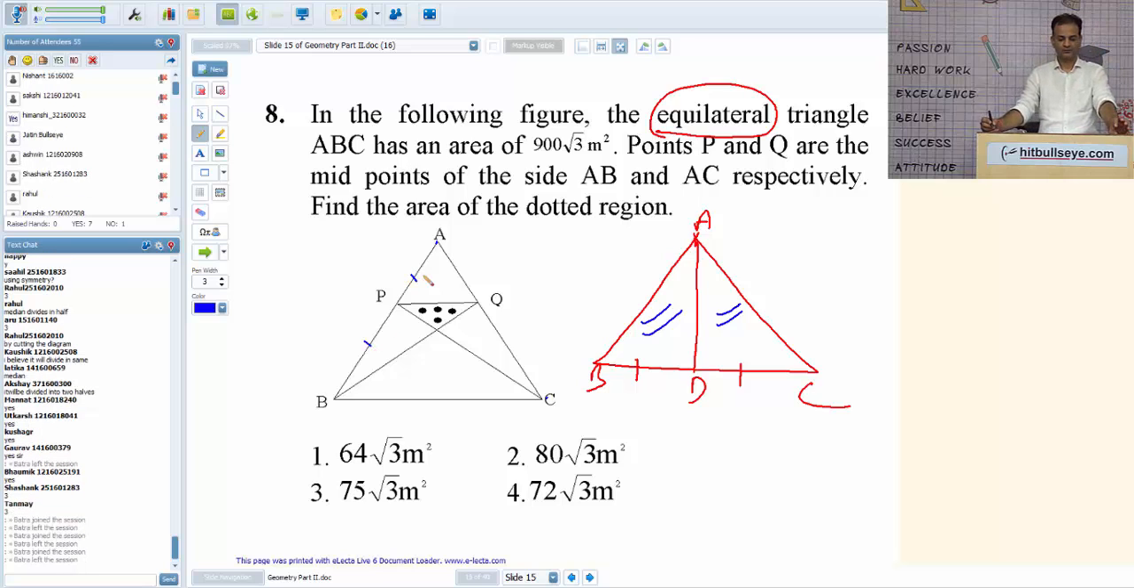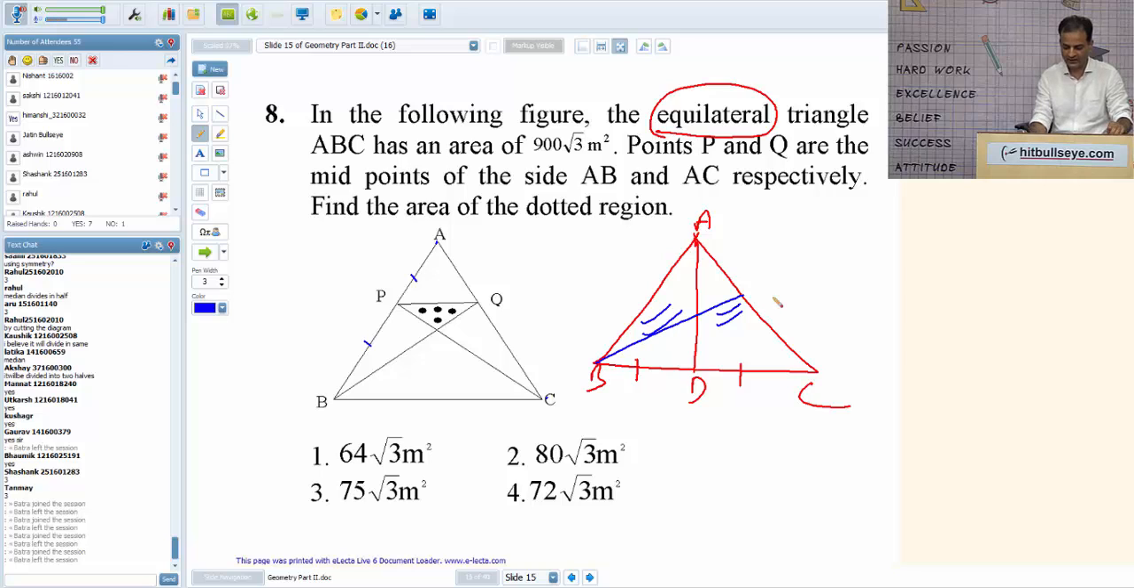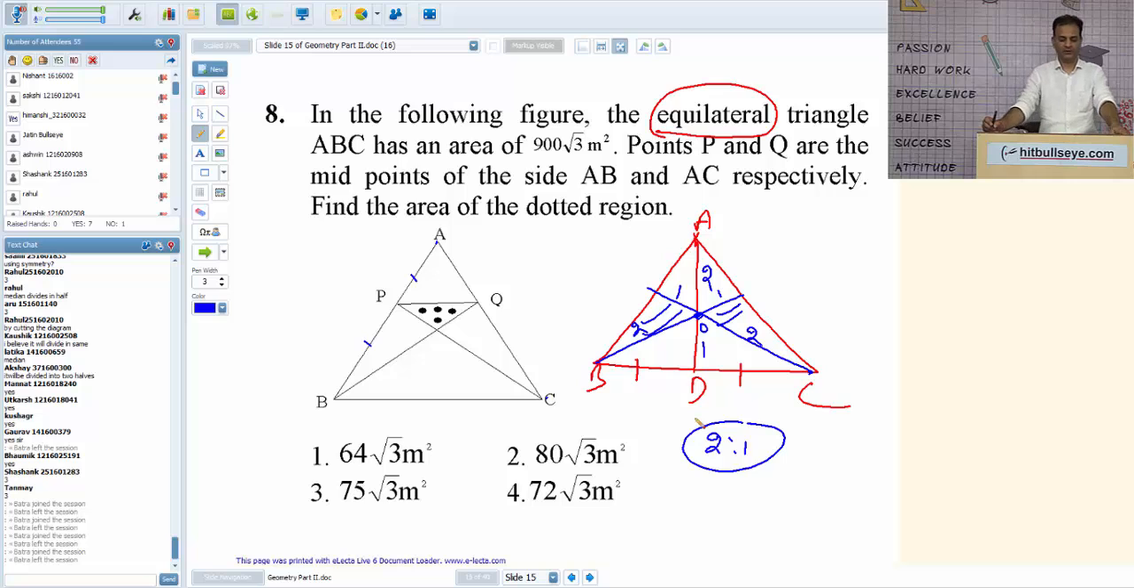And now the second thing: what is centroid? The point of intersection of medians. If this is the second median and this is the third median, this is the centroid, and the centroid divides the median in 2:1. Like if this is O, this vertex portion will be 2 and the base portion will be 1. This is 2, this is 1. The centroid divides the median in 2:1. This is the basic principle.